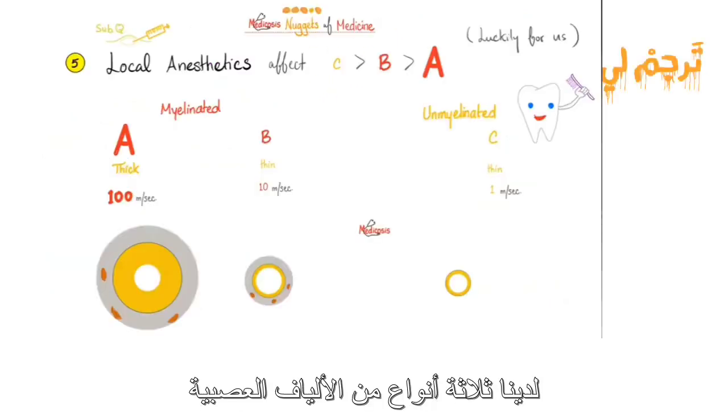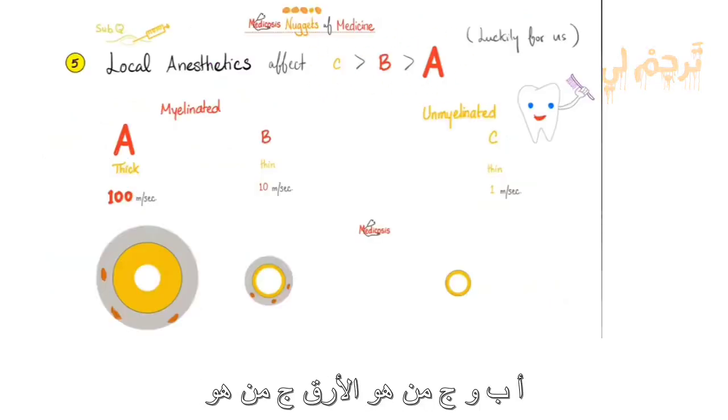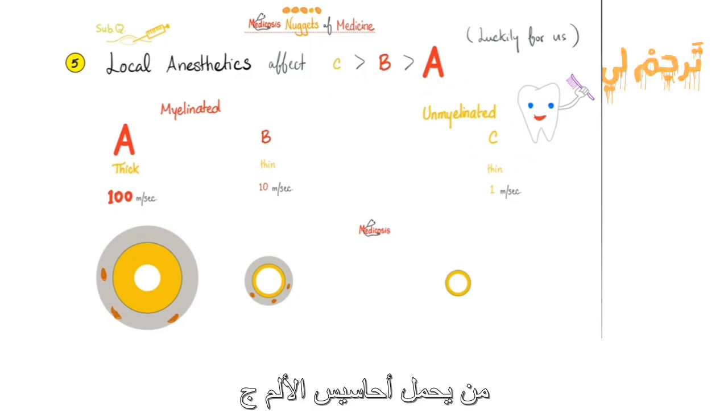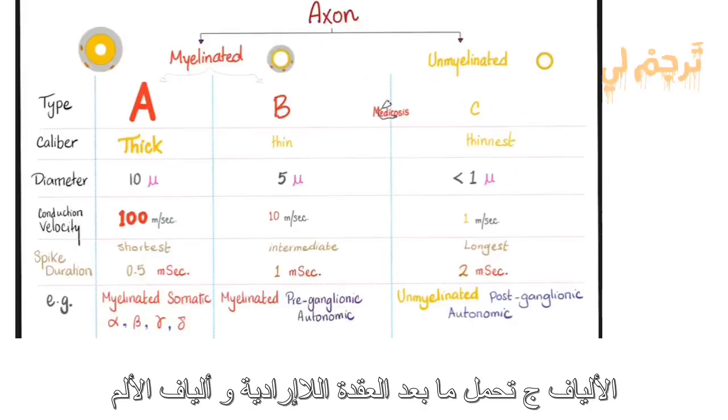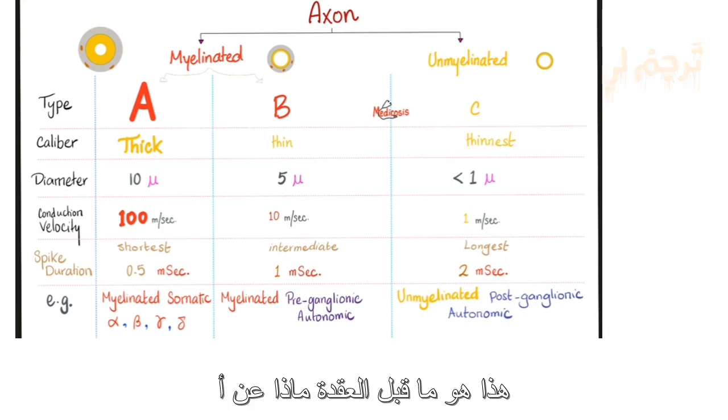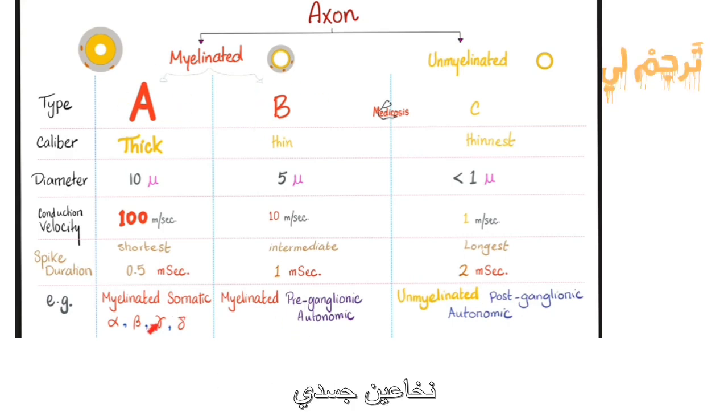We have three types of nerve fibers, A, B, and C. Who's the thinnest? C. Who's the first to be affected by the local anesthetic? C. Who carries pain sensations? C. C fibers carry post-ganglionic autonomic and pain fibers. How about B? This is the preganglionic. How about A? Myelinated somatic.